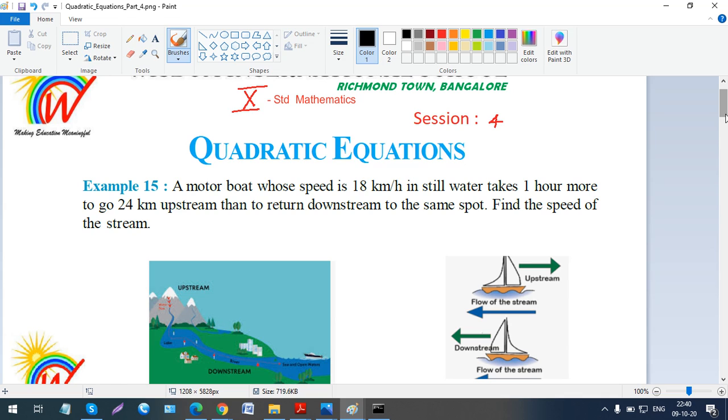So children, we have learnt factoring of quadratic equations and finding the roots using the quadratic formula, right? So the two methods we have learnt. Now we are going to solve word problems based on quadratic equations. Okay, so here I'll give you one example.